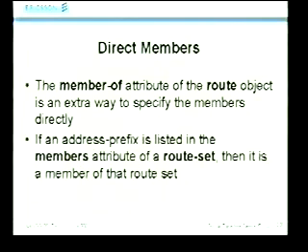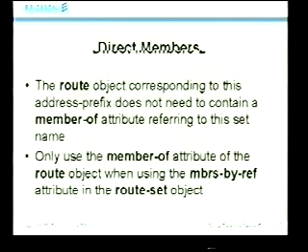Now I've written it down here. The member of attribute of a route object is an extra way to specify the members directly. If an address prefix is listed in the members attribute of a route set, then it is a member of that route set. The route object corresponding to this address prefix does not need to contain a member of attribute referring to the set name. And what I say here is only use the member of attribute of a route object when using the members by ref attribute in the route set object. Okay?